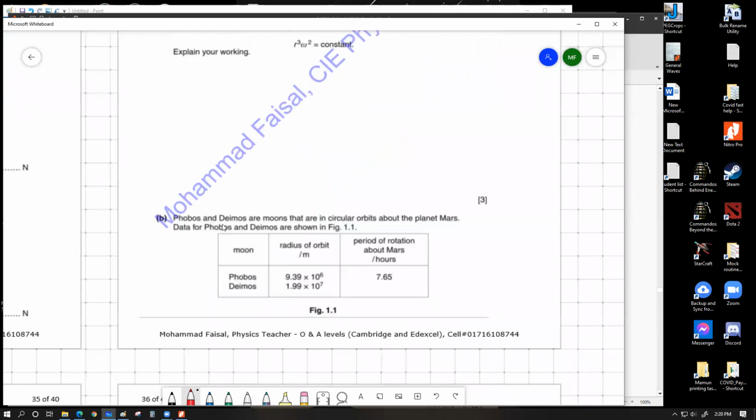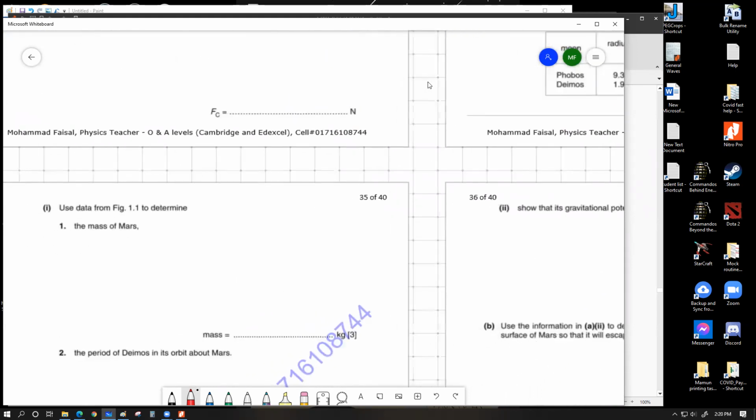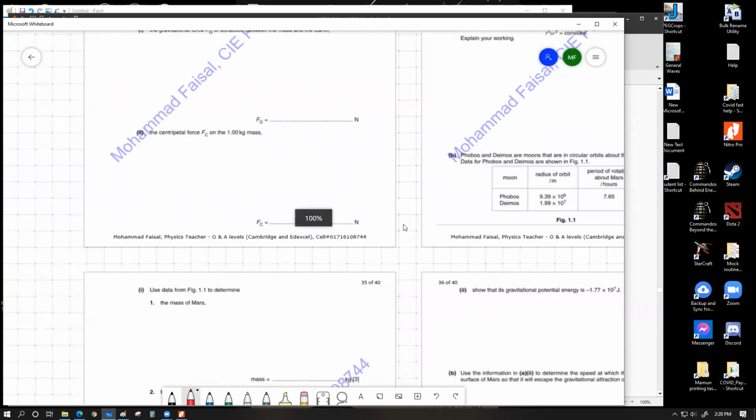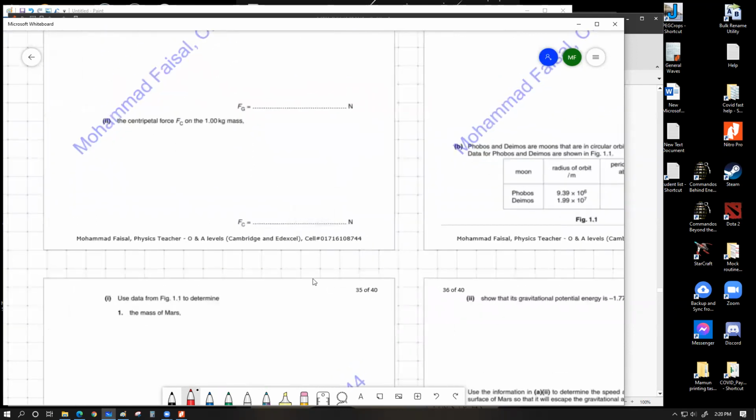Phobos and Deimos are moons that are in circular orbits about the planet Mars. Data for Phobos and Deimos are shown in figure 1.1. We have the moon, the radius of orbit, and the period of motion. So we have the two radii. B1 says use data from figure 1.1 to determine the mass of Mars.